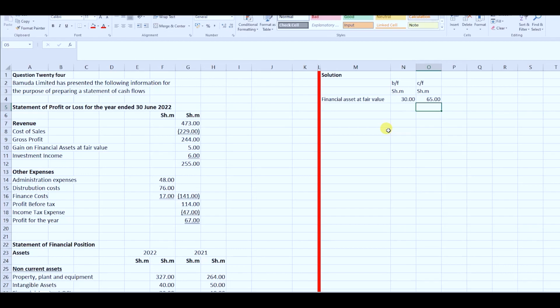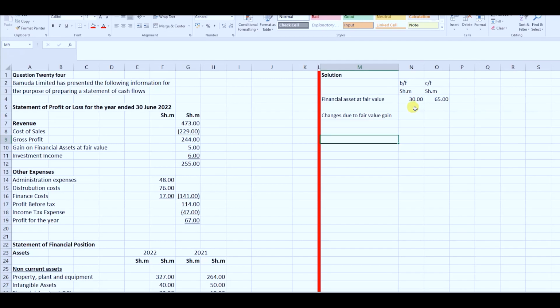So once we've done that, then we can proceed to incorporate the changes due to fair value gain over there. So changes due to fair value gain over there. And why we are creating a space over here is because we want to also include it in terms of millions. So there's no need for us to indicate over here that it's millions, because going down over here is in millions.